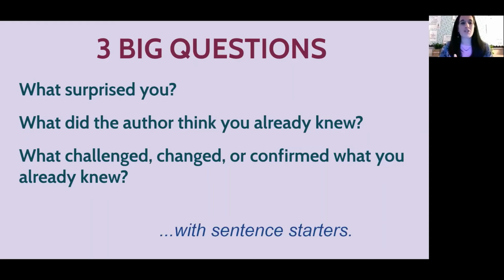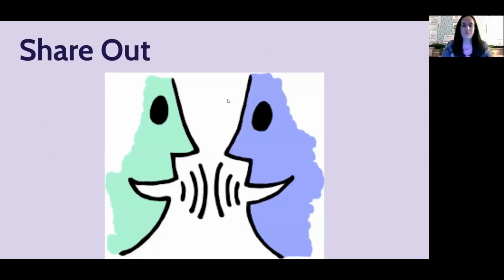So the 3 big questions are: what surprised you about grading the individual versus grading the whole group as a whole group? What did the author think you already knew before really getting into the discussion? And then what challenged, changed, or confirmed what you already knew? On the template, there are some sentence starters to help you answer these 3 questions. So we are going to share out right now.